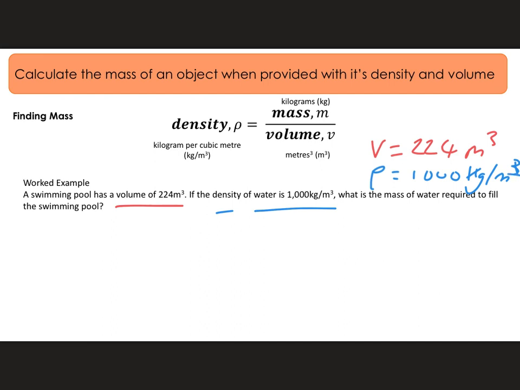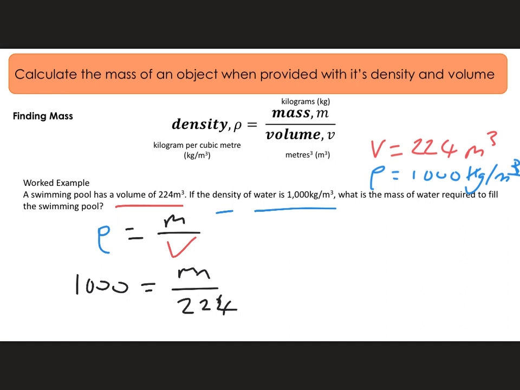Okay. What I then need to do is write out the equation. I'm going to use symbol form again. Hopefully you feel confident with this. So I'm going to have that rho is equal to, I'm trying to find the mass, and that's going to be divided by my volume. You can see that I've put those in the same colours as what I've written the numbers in. So I'm just going to substitute those numbers in now. Rather than writing rho, I'm going to write 1,000. And that then is going to equal mass over 224.